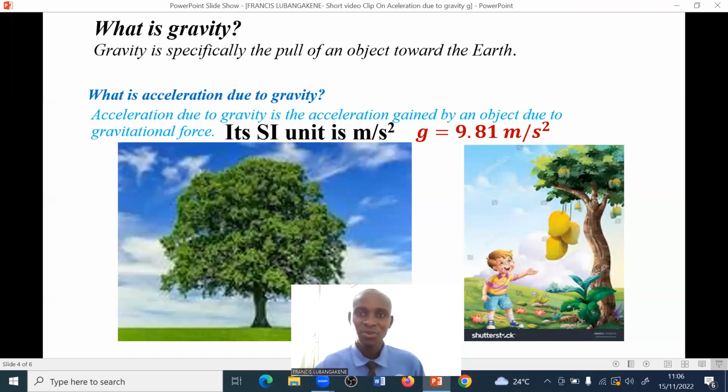On the planet Earth, we have discovered by experiment that the acceleration due to gravity in the atmospheric region of the Earth is 9.81 meters per second squared.